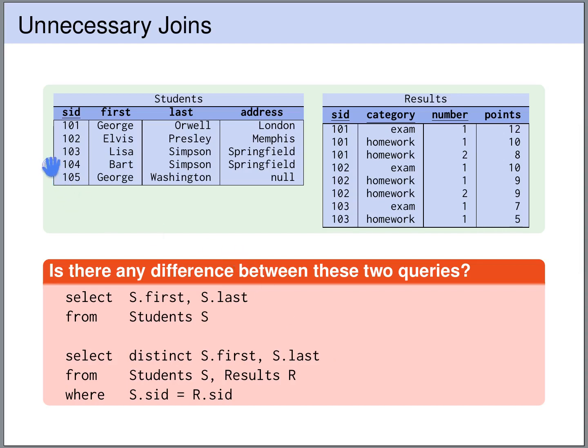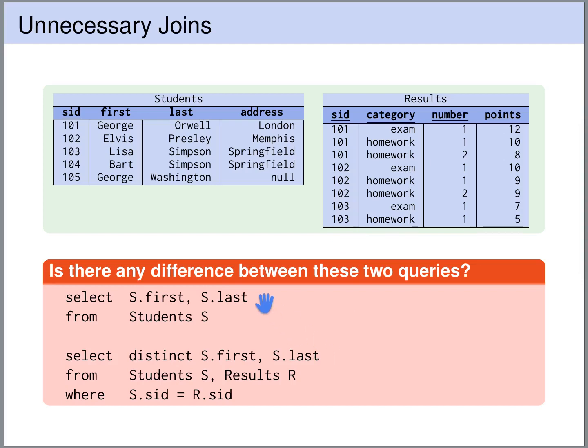Bart Simpson does not at all appear in the results table. So when S is assigned Bart Simpson, then there is no result row that matches the SID 104. There is no result for SID 104. So Bart Simpson will not be at all in the output.